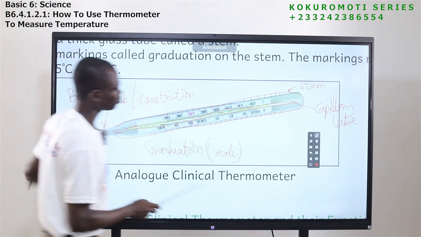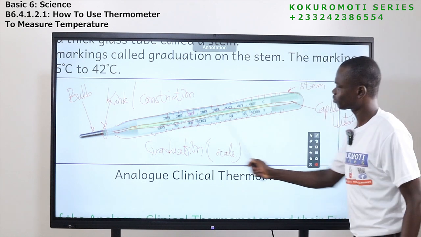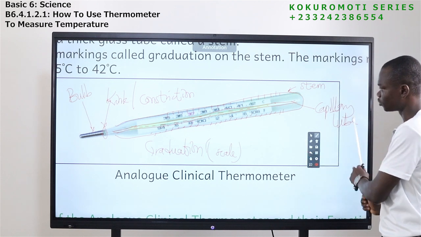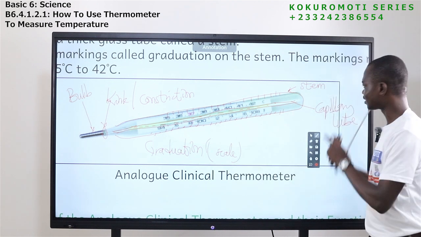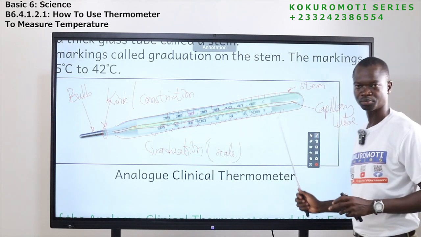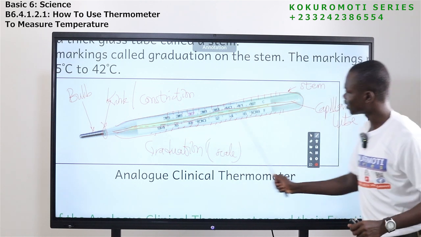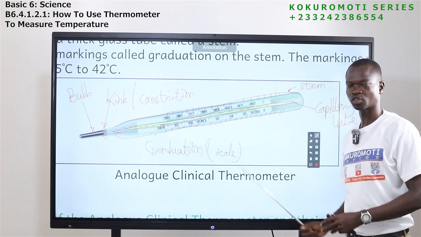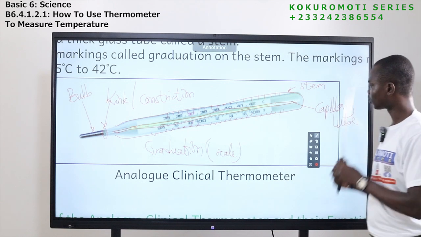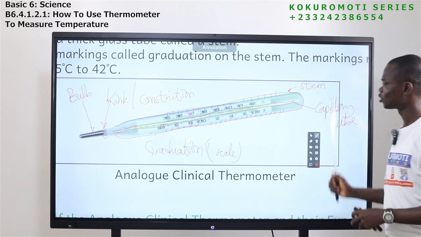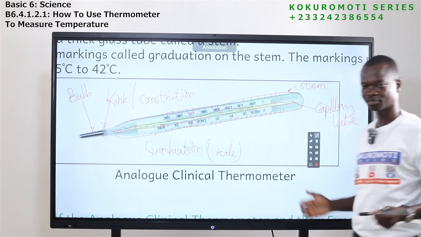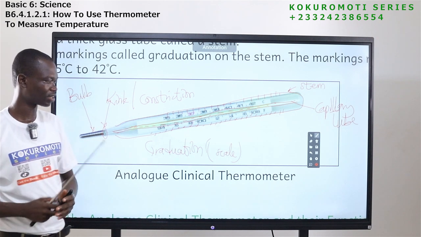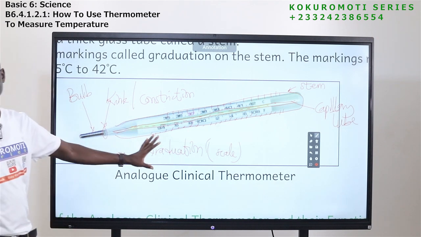We have the stem. The stem is a bigger tube that contains the capillary tube. It also has the markings on it. At the same time, the stem protects the capillary tube. Now the capillary tube is the thin tube that we have here. This tube contains the mercury, or it contains what? It contains alcohol. Have you seen it? So these are the parts of the clinical analog thermometer, and their functions. If you are asked to draw, this is something that I expect you to do.